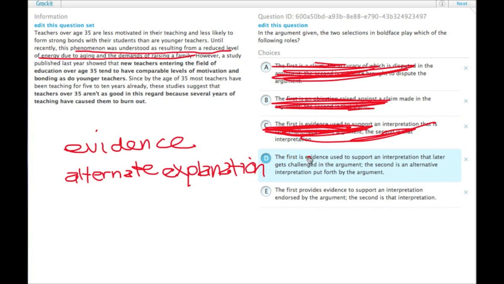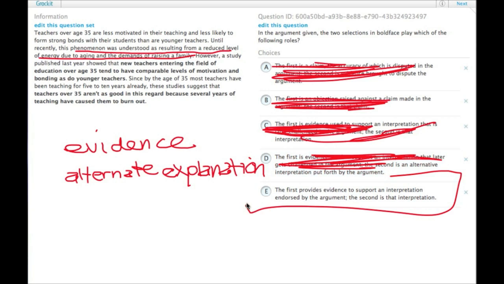D, the first is evidence used to support an interpretation that later gets challenged in the argument. Actually, I think I let this one go in choice C. This isn't true. The evidence is not what gets challenged in the argument. It's actually supporting the alternate explanation. So it's not correct to say that it's used to support an alternate. It's not used to support an interpretation that later gets challenged. It's used to support the challenge. So it's not D. That leaves us with E, but let's read it anyway.